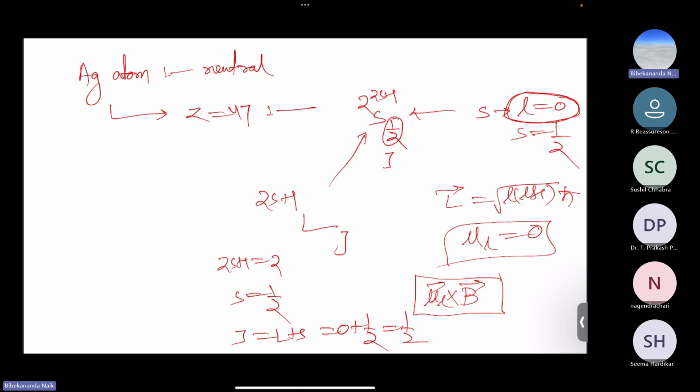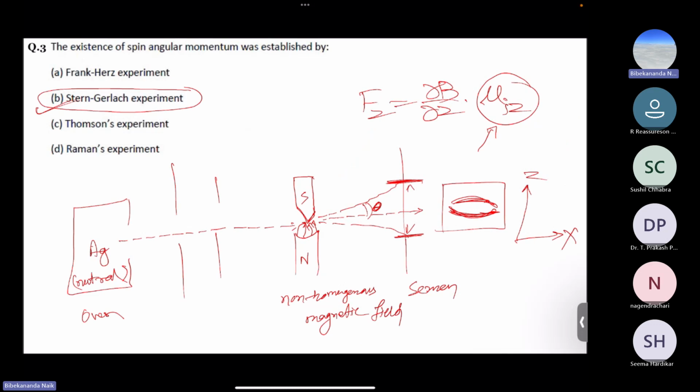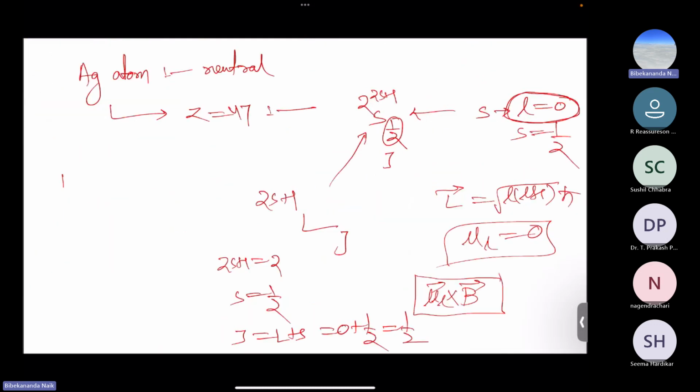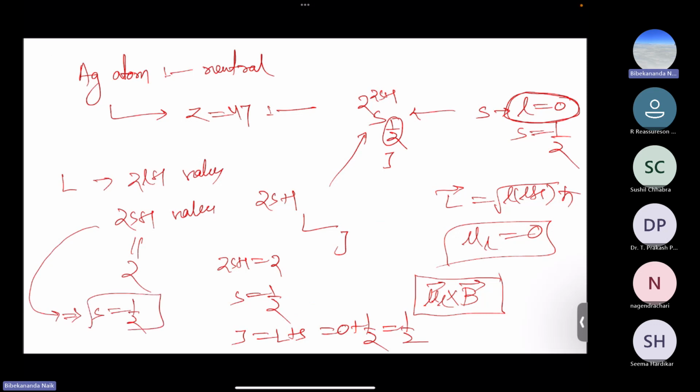So from this, we again found, like in the previous case, if it is L, then there are 2L plus 1 values. So here there will be a similar 2S plus 1 value. This 2S plus 1 value is 2, because there are two spots. So 2S plus 1 is equal to 2, and from this we get S is equal to half. So the value of spin of the electron is half.